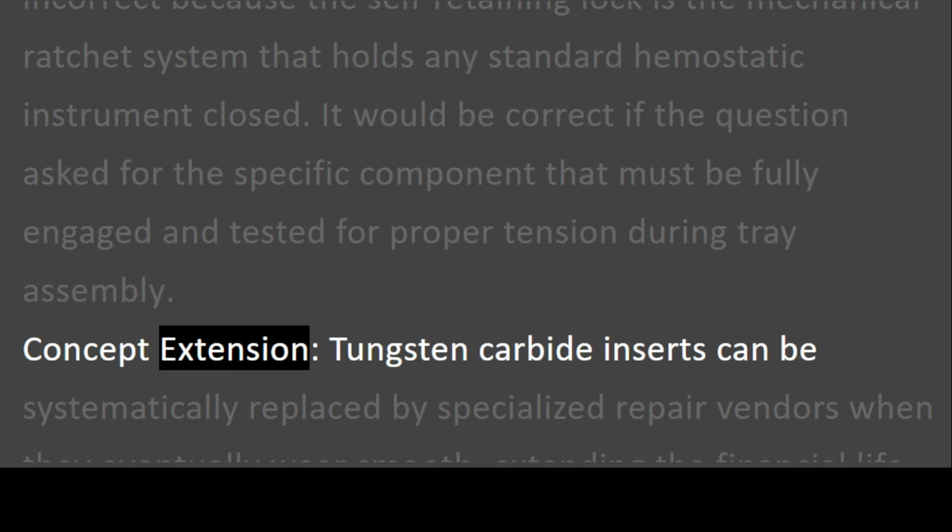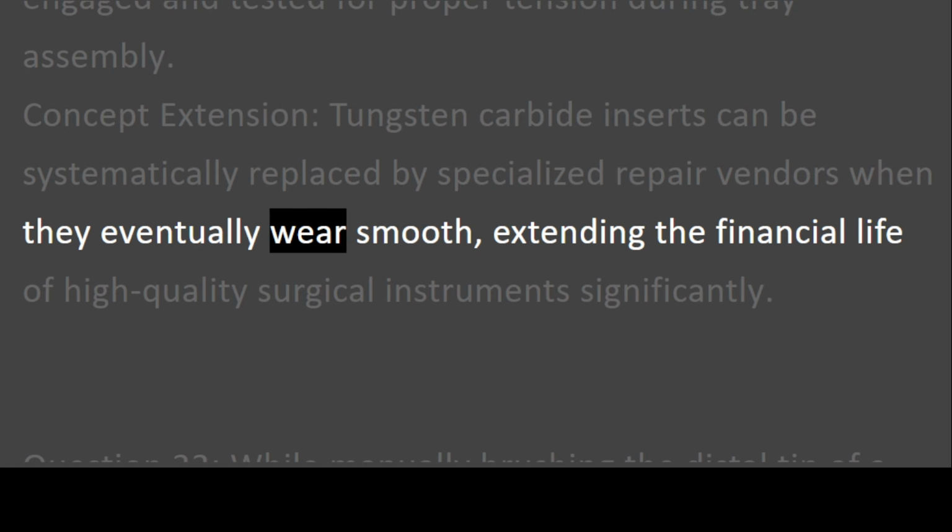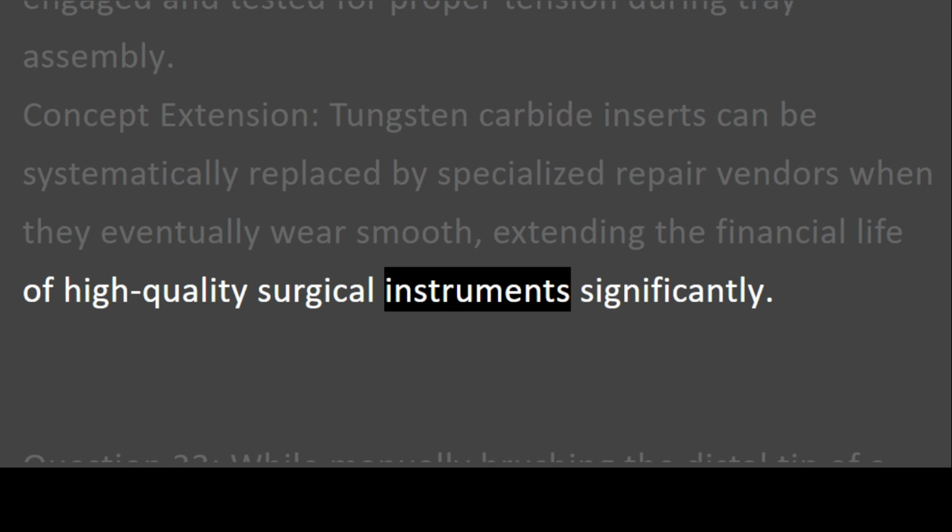Concept extension. Tungsten carbide inserts can be systematically replaced by specialized repair vendors when they eventually wear smooth, extending the financial life of high-quality surgical instruments significantly.